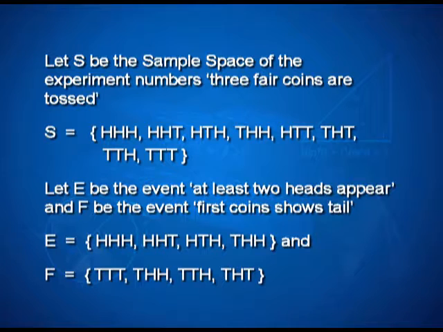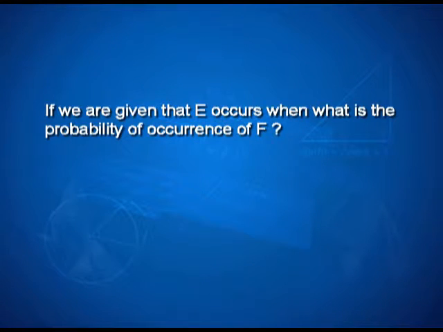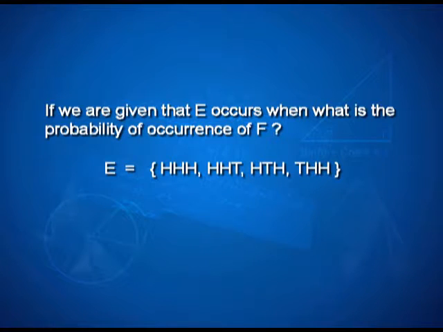Now, let's look at the situation where E is known to have occurred. We want to find the probability of occurrence of F. E was nothing but at least 2 heads appear. That is, these 4 possible outcomes are known to have occurred, or at least one of them would have been known to have occurred. So, our new sample space, out of which we are going to look at the probability for the occurrence of F, happens to be this set.